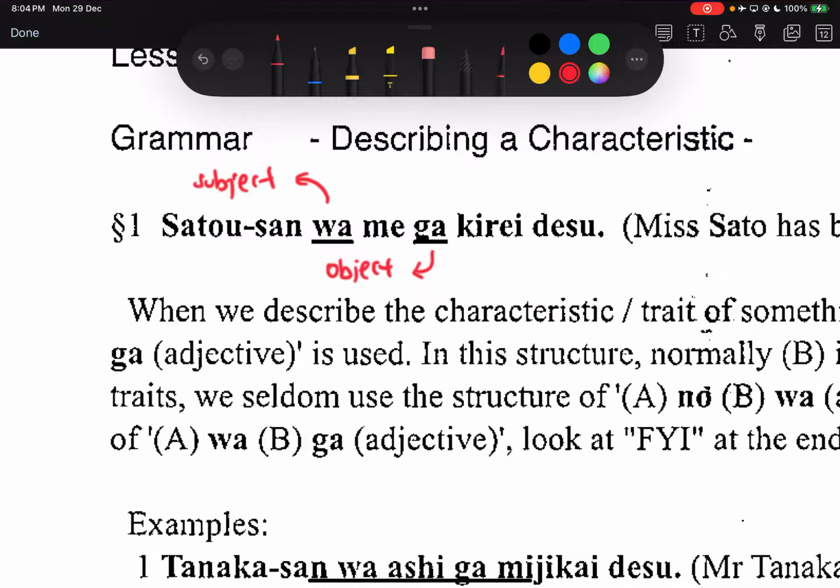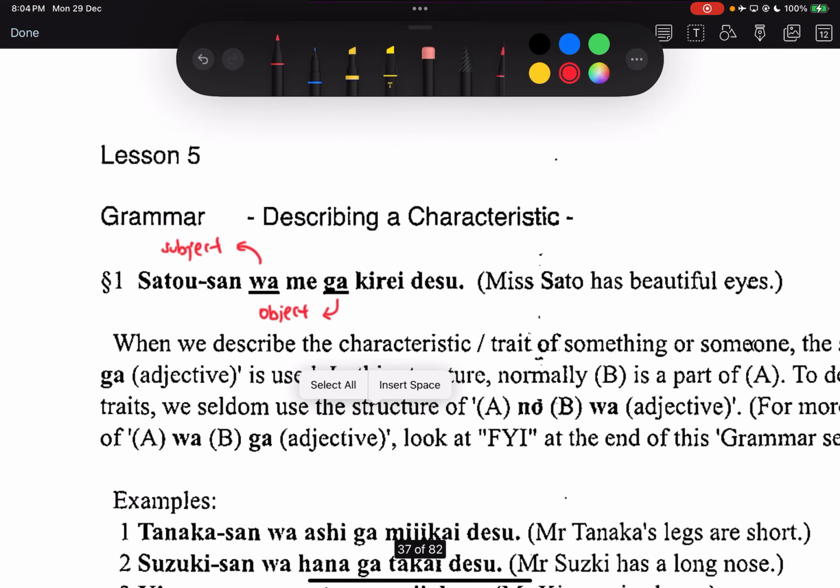Right? Okay. Why is it not no? Good question. Okay, no actually can also. That means she possesses those eyes. Right? So Sato-san no me ga kirei desu. That one is also okay, acceptable. Okay, in this case we are using wa because we want to be like about Sato-san, her eyes are pretty, something like that. Okay, so the wa just makes it like she's the main character in this sentence, but I'm talking about her eyes are pretty, that's the fact.